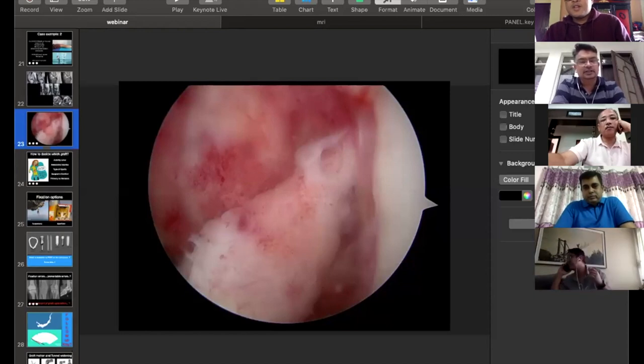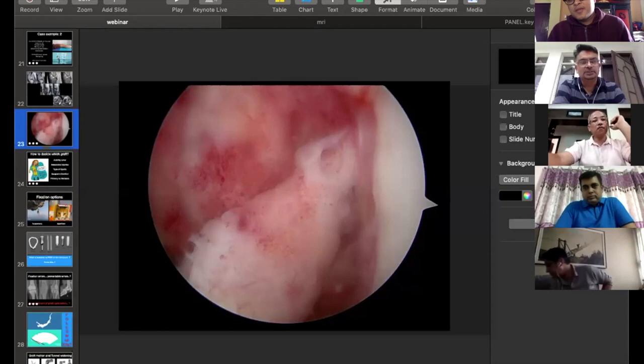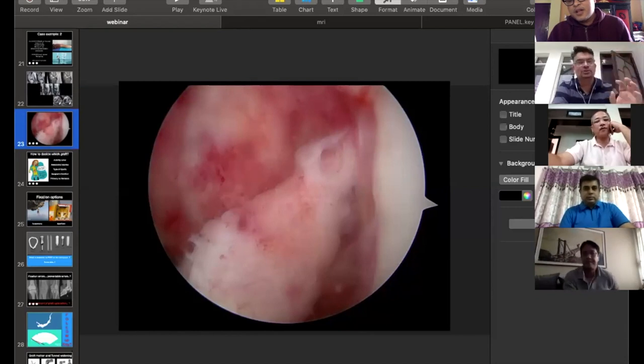Arjun sir and Sudeep sir were worried about the cyclops lesion. Aren't you worried about the cyclops lesion in this condition if you preserve all of that? You are absolutely right. Cyclops lesion is one of the complications of preservation of the remnant. But if the remnant is loose on one side, for example on the femoral side, then it can flip back and come out entirely. But this is not loose.